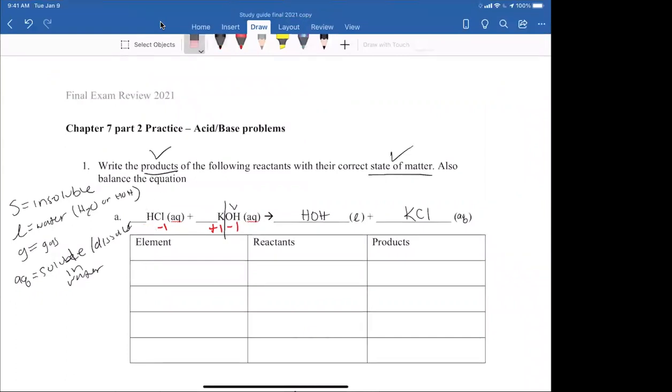Now, last thing we have to do is we have to balance this. Okay, we have H, Cl, K, and then we have OH. We have one H in the reactants. And then remember, this is separate like so as well. So we have one H in the products. We have one Cl in the reactants. We have one Cl in the products. We have one K in the reactants. We have one K in the products. We have one OH in the reactants, and we have one in the products. So this is all balanced. So that's also all done. And that's it.